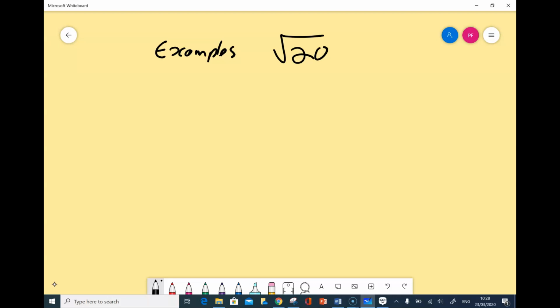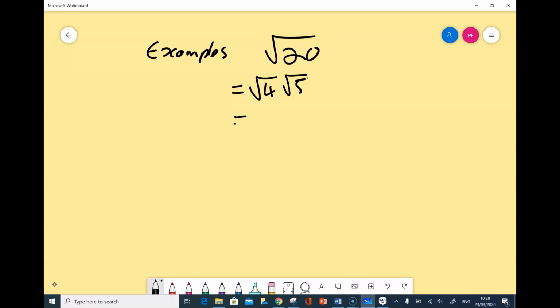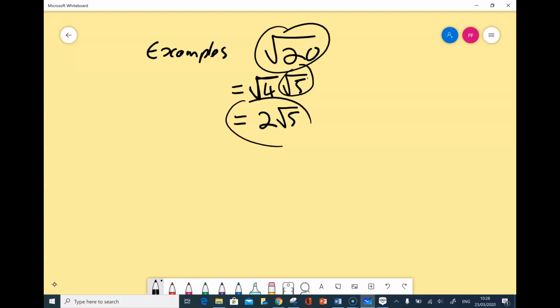So, for example, what numbers multiply to make 20? Well, 4 by 5. Square root of 4 multiplied by the square root of 5. That's all that would give me 20. Now, why does that make it simpler? Well, because the square root of 4 is just 2. So 2 root 5. And I can't make it any simpler than that because there's no good square root of 5. So I've broken square root of 20 into 2 root 5.